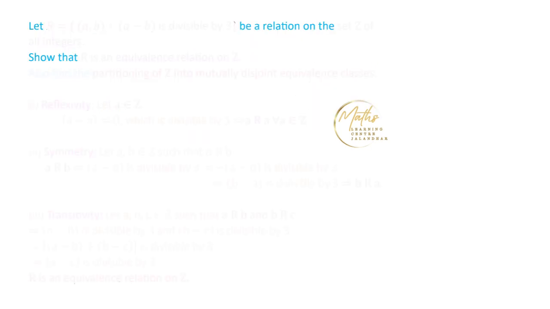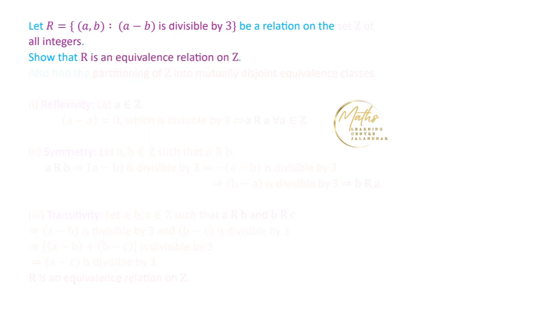Suppose we have a relation R defined as: a and b are related if a minus b is divisible by 3. And this is a relation on the set of integers. First of all, we prove that R is an equivalence relation on Z. To prove this, first we consider reflexivity. If we consider some element a belongs to Z, that is, a is an integer, then a minus a is 0, which is divisible by 3. So every element is related to itself by this relation. So it is a reflexive relation.